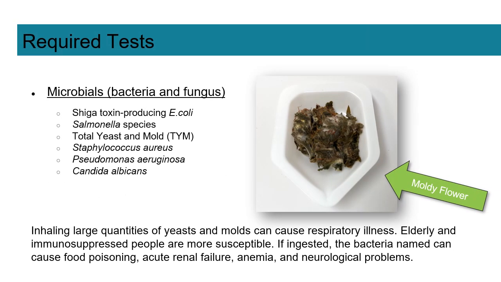Microbials, bacteria and fungus. Examples include Salmonella species, Shigatoxin-producing E. coli, Staphylococcus, Candida, and more listed here. Inhaling large quantities of yeast and mold in general can cause respiratory illness, particularly in the elderly and those who are immunosuppressed. If ingested, the bacteria named can also cause food poisoning, acute renal failure, anemia, and neurological problems.